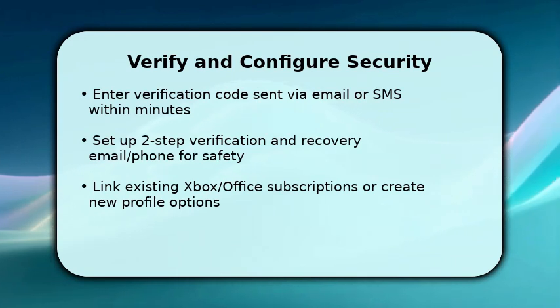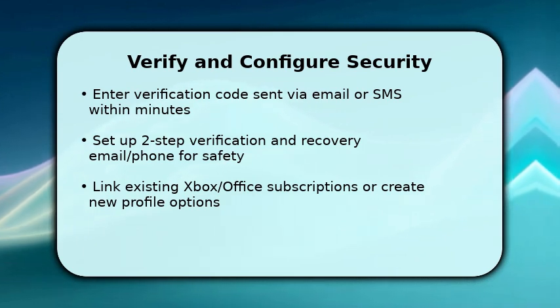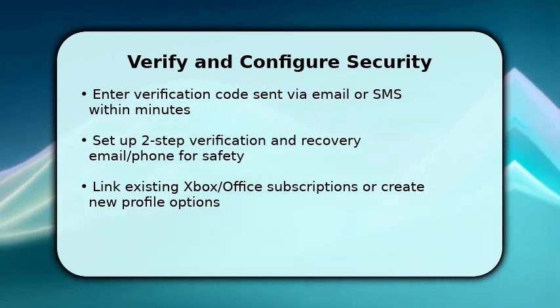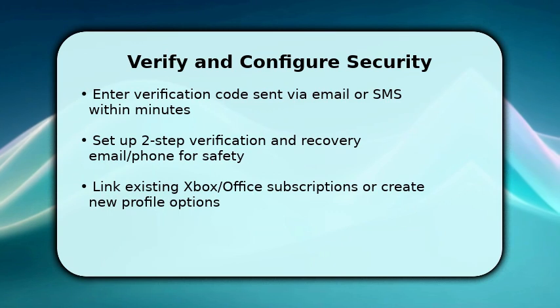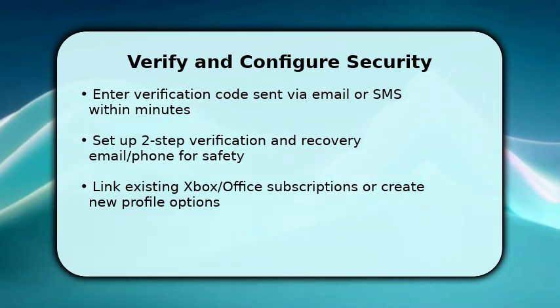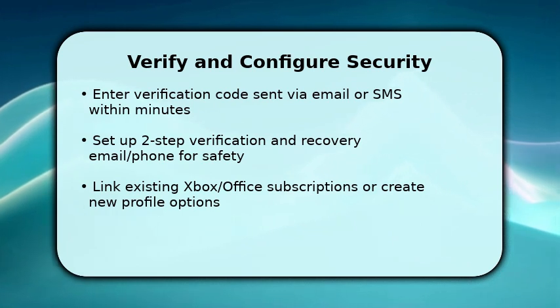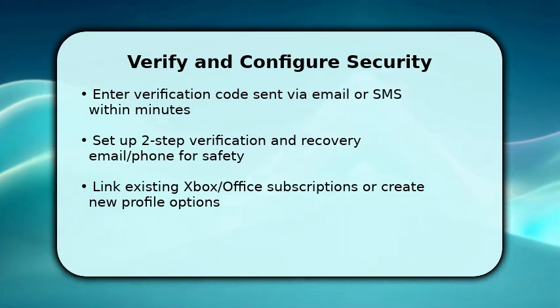After verification, make sure to enable two-step verification for stronger security and add a recovery email or phone so you can regain access if you forget your password. If you have subscriptions like Office or Xbox, link them now to centralized services. These steps reduce account lockouts and let Windows sync settings. Make sure to review privacy choices as you proceed to control data sharing.